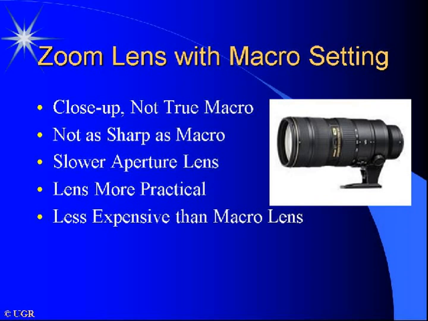And also zoom lenses, as you zoom them in and out, they slow down. The aperture changes, and so you may have an f4 aperture at the widest angle of the zoom lens, and it'll end up at f5.6 at the most telephoto end. But zoom lenses are more practical because everyone has a zoom lens in their camera kit, and they're certainly less expensive than macro lenses. So that's probably the second way people get into macro photography. Just be aware, this is close-up photography even though it's called a macro setting.